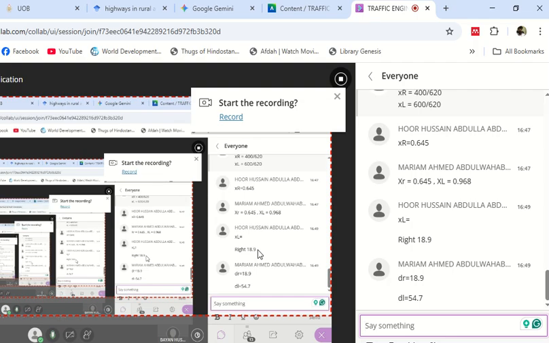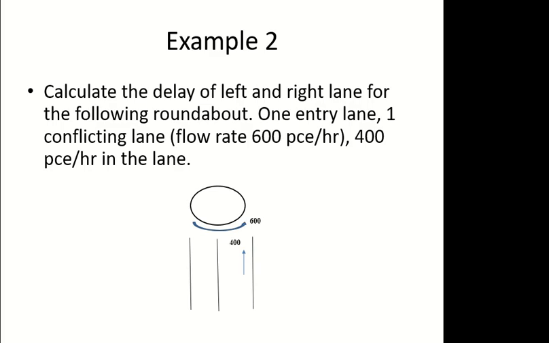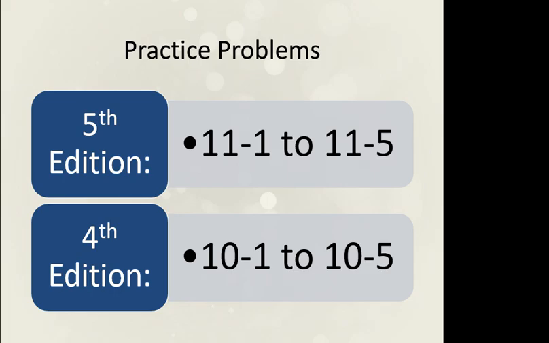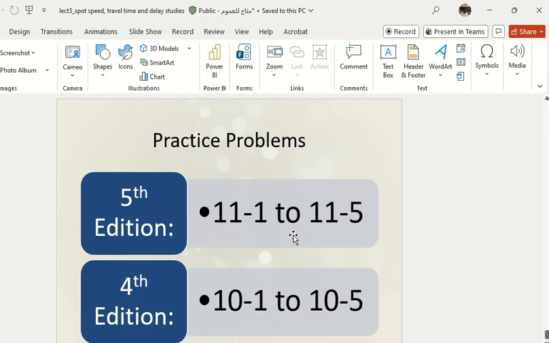Any problems? Anybody has any problem? Okay, so then I can move on. You will see at the end of the slide some other questions. These are again from the book, both the books. You can use them for more practice.